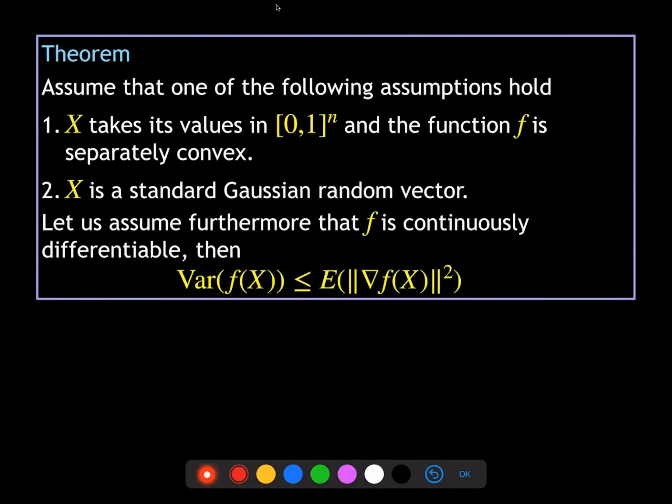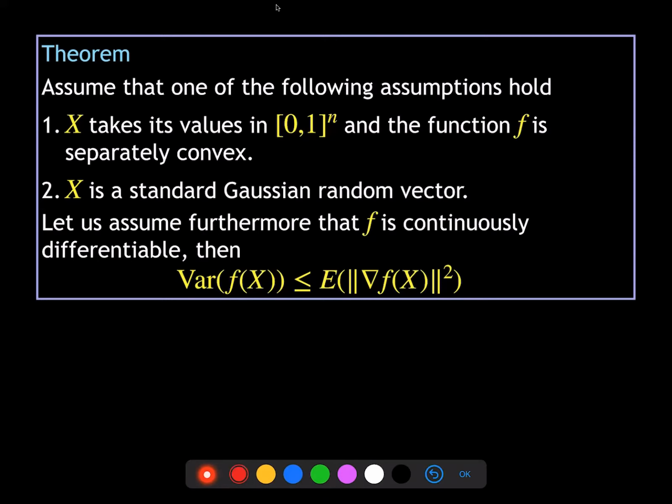If the vector of coordinates X_1, ..., X_n takes its values in [0,1]^n, that is, if the variables are between 0 and 1, and if you assume that the function f is separately convex, so you all know what convex means. Separately convex is a slightly weaker condition which says that the function is convex with respect to each of its coordinates, okay? But not necessarily convex with respect to all the coordinates at the same time. So this is the first condition.